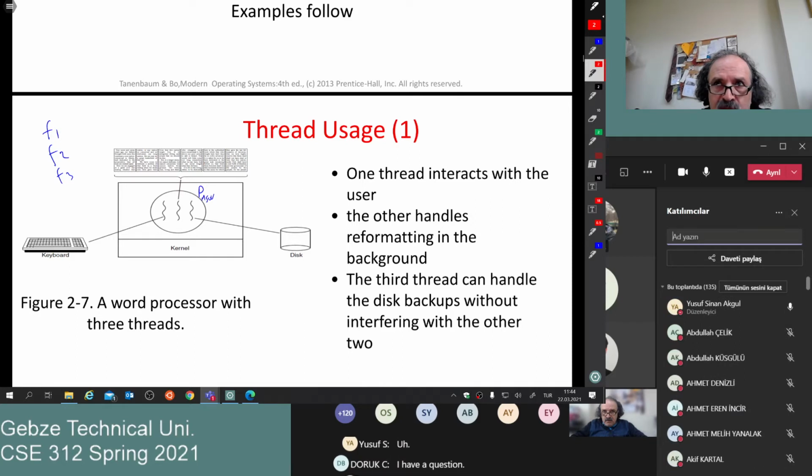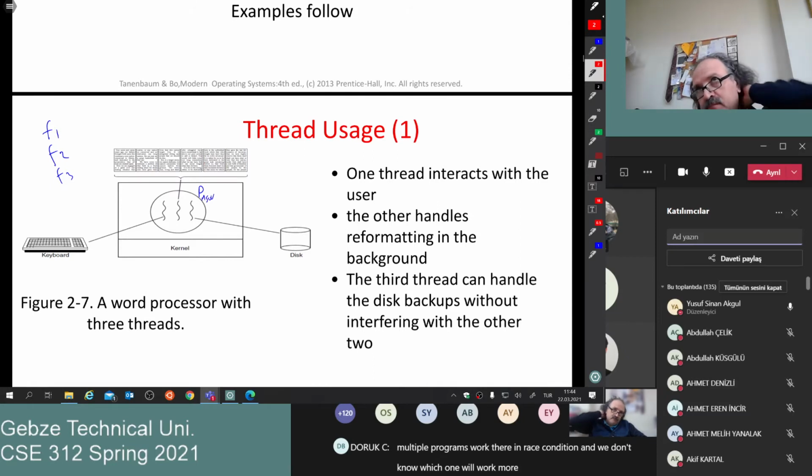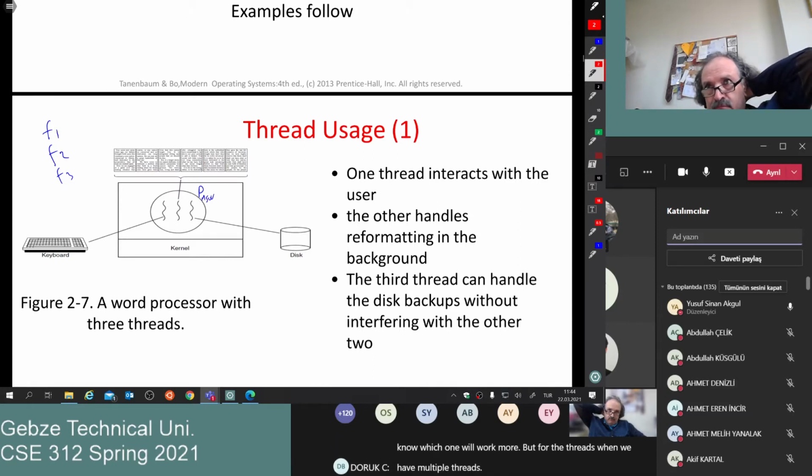Yeah. Maybe you already mentioned, but I couldn't understand. Normally for a single-core processor, when multiple programs work, they are in a race condition, and we don't know which one will work more. But for threads, when we have multiple threads, how does it work? Like one stops and the other continues, or how can they work in parallel?